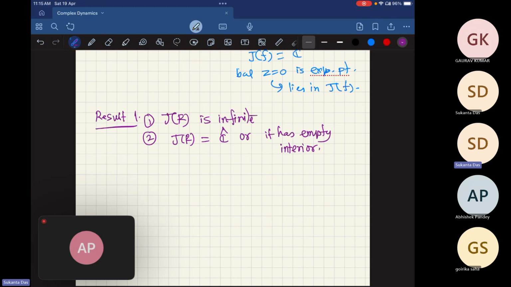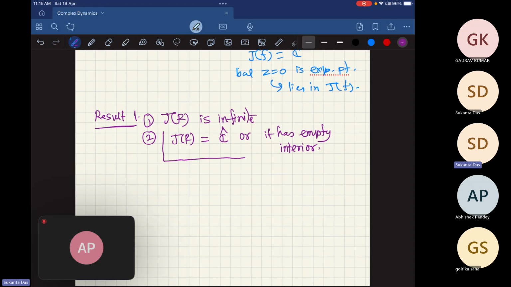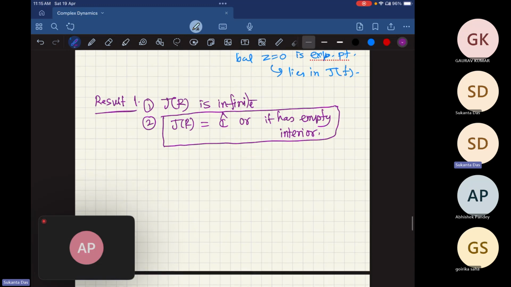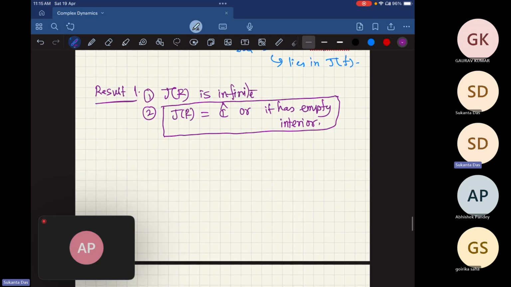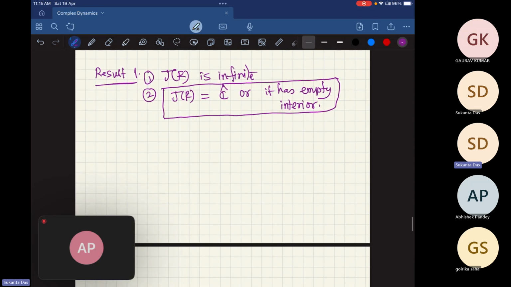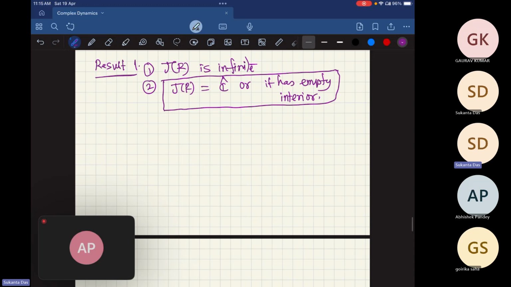By this statement, you can just visualize what the possible Julia sets of a rational map are. This is a big statement: either the Julia set is C hat or it has empty interior. The proofs are not difficult. Maybe I'll just give some hints and proceed.